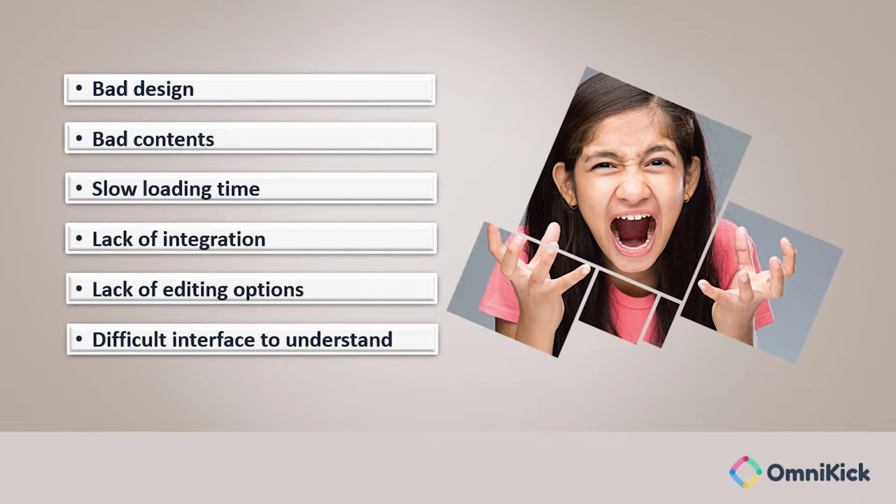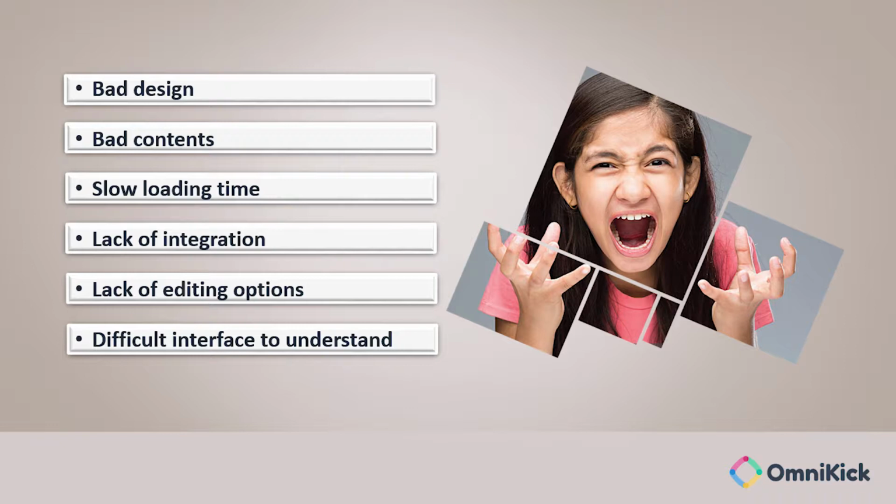The third thing is slow loading time. Now, if the opt-in form takes too much time to load or your website has issues, then again, it's not going to work. Then lack of integration. If your opt-in form cannot be integrated with your email marketing software, whatever software you're using, then it's not going to be that much helpful. Then the fifth thing is lack of editing options. Now, you're using an opt-in form, but if the platform where you are actually able to edit it doesn't have enough options to edit or customize the form, again, that's not going to work.